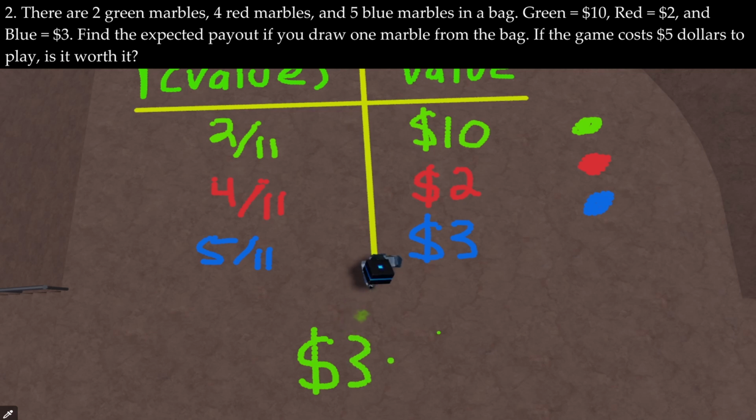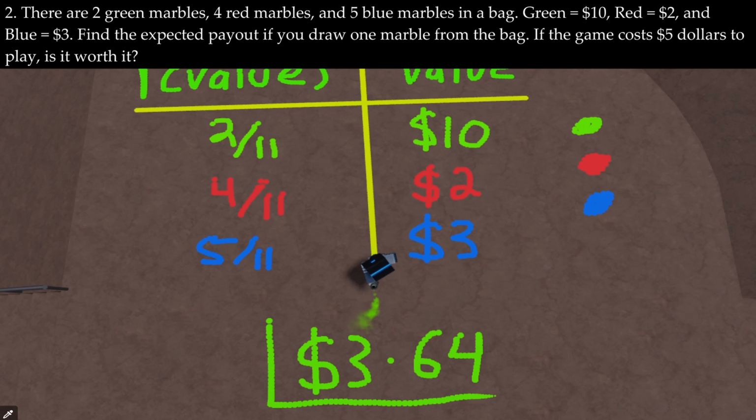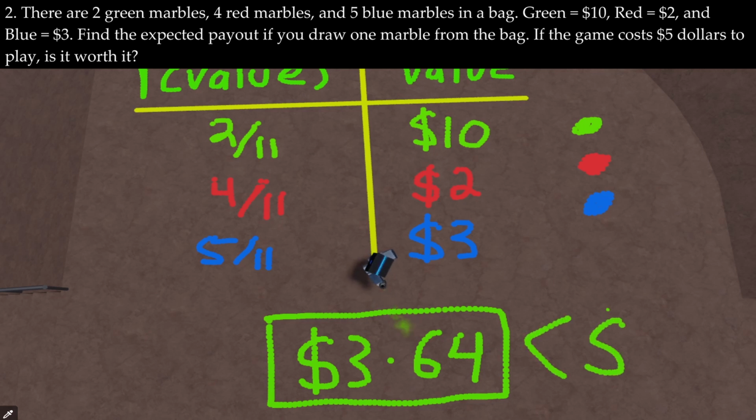and 64 cents. So therefore, the expected value of money that I would make when I draw a marble in this game is $3.64. Now, the second part of the question says, if the game costs $5, is it worth it? Well, think about it like this. On average, you're earning $3.64 each time you draw a marble, but that is less than the $5 it costs to play this game. Therefore, on average, it might not be a good idea to play this game. So the answer is no.